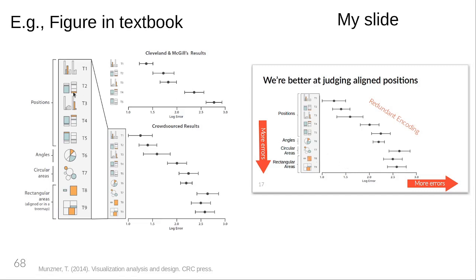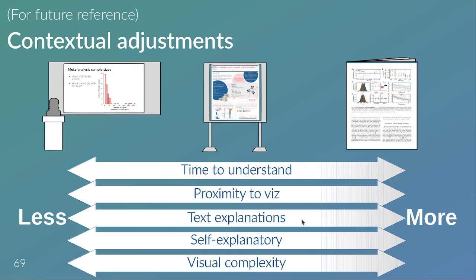Here's another example where I take a figure from a textbook and I adapted it for a slide in this presentation. So I increased the font, I selected only part of the figure, and I added annotations to help people understand it quickly. Basically, you should adjust figures according to how much time people will have to understand it and how close they'll be to the figure. So that's time to understand and proximity to the visualization. This will inform how much text explanations there should be, how self-explanatory it should be, and how visually complicated it should be.